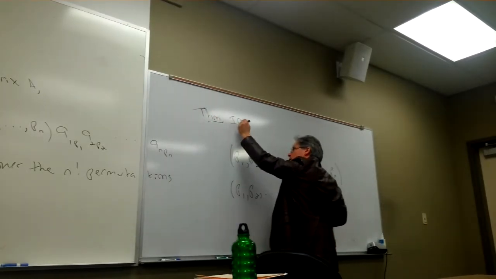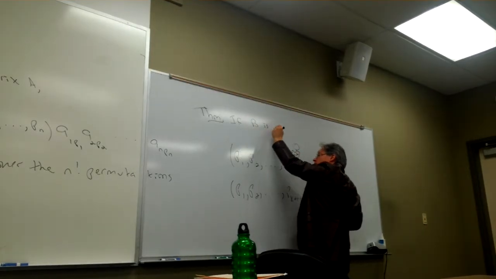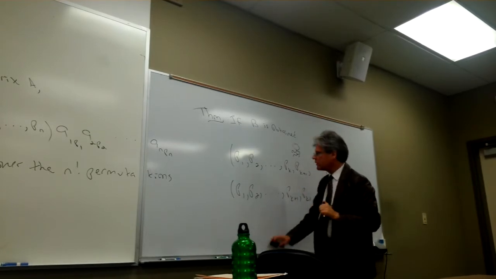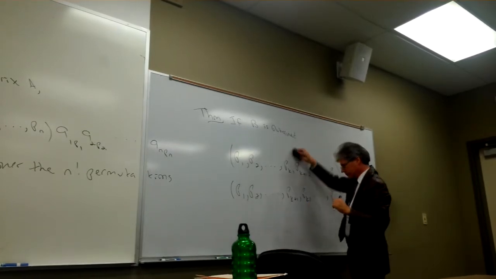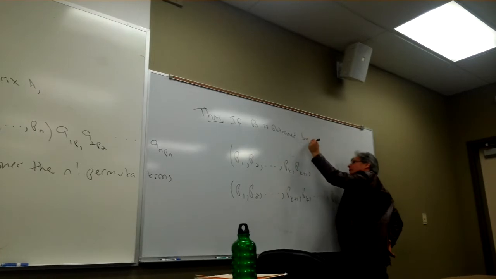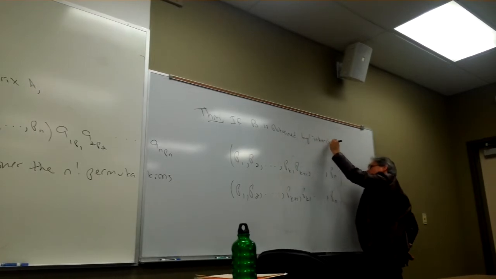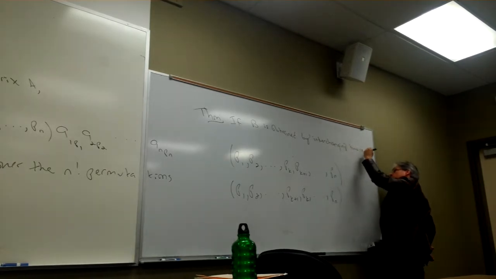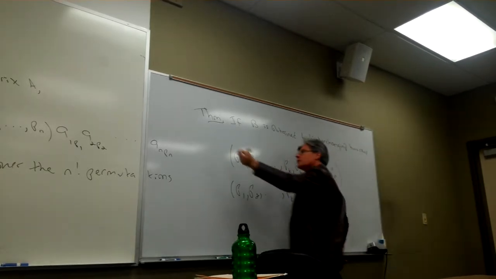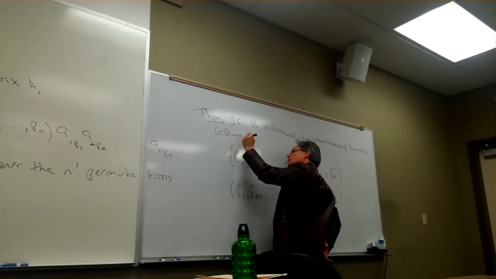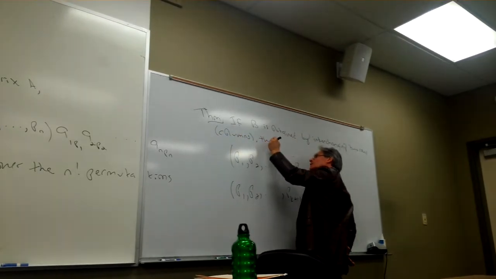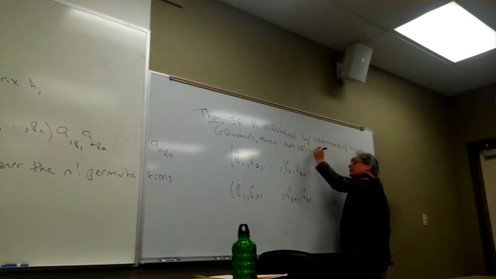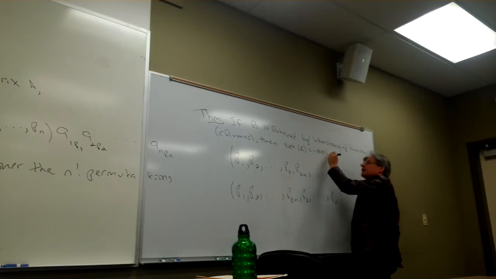Theorem: If B is obtained by interchanging two rows, or for that matter, columns, then I think what I've just argued is that the determinant of one is going to be the additive opposite of the determinant of the other.